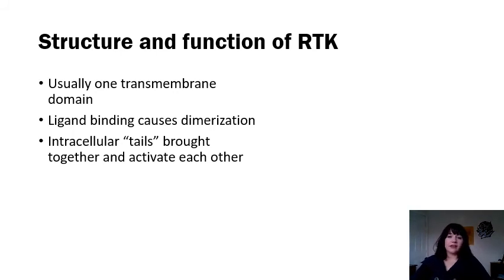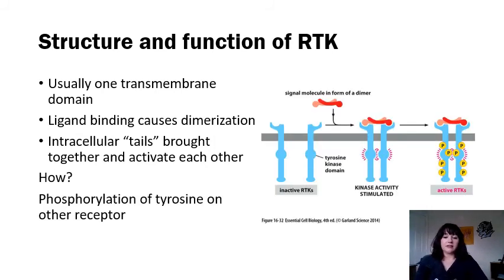In this case, we said that they are kinases, so they will phosphorylate the respective receptor and cause activation of both of these receptors. You can see in this example that the ligand is also in the form of a dimer, and that helps to recruit two of these receptors close together. Now they are close enough that they can phosphorylate each other's tyrosines, and they both become activated.